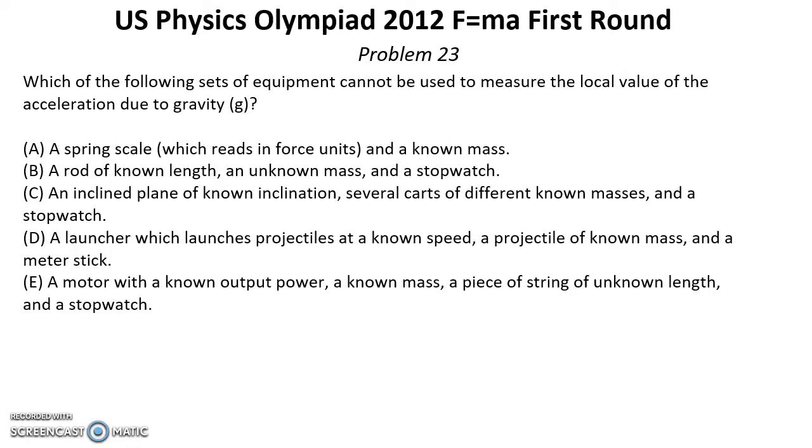American Physics Olympiad, year 2012, F equal MA. First round. Problem 23. Which of the following sets of equipment cannot be used to measure the local value of the acceleration due to gravity, g? There are 5 different sets.